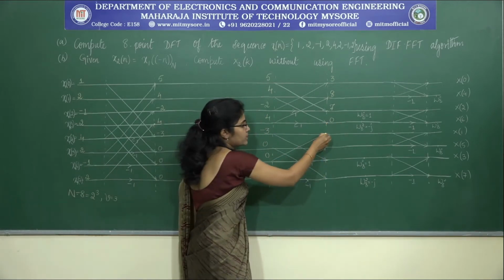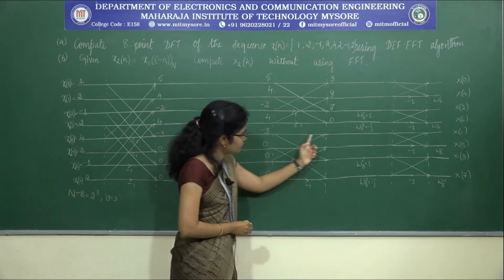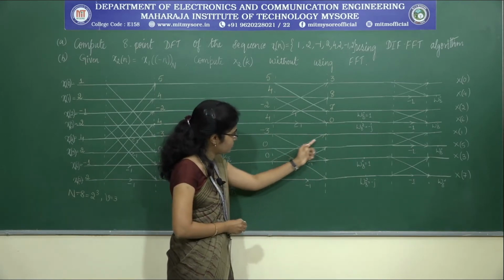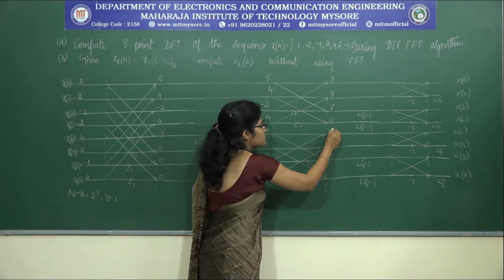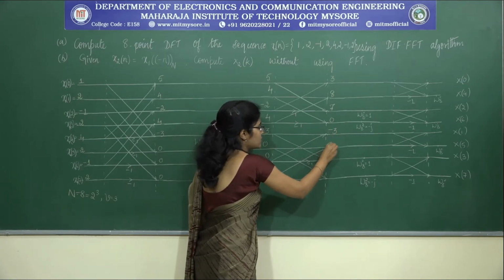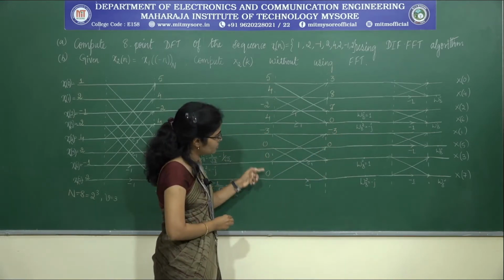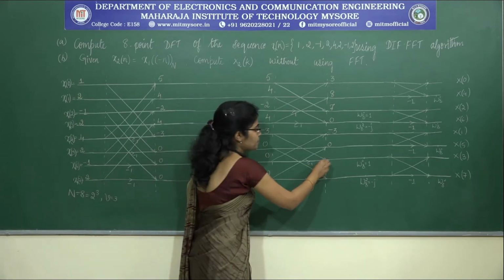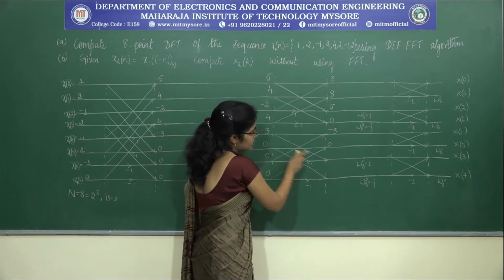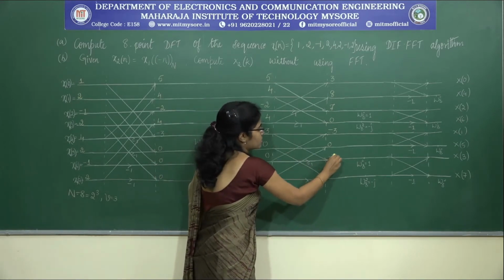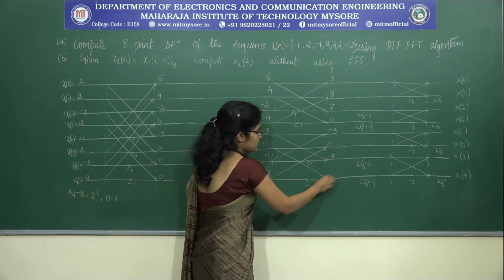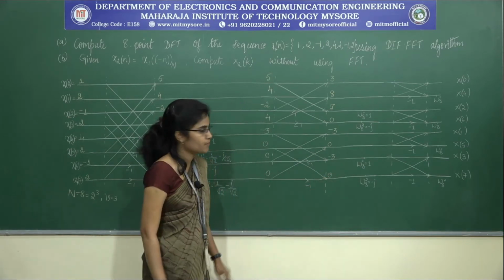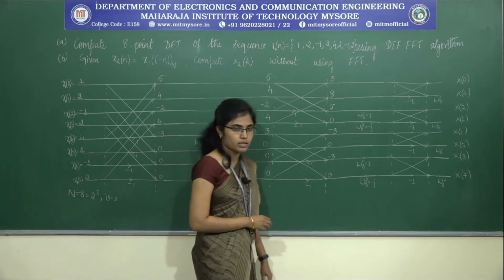So standing at this point, the data coming from this one is minus 3. From here it is 0. Minus 3 plus 0 is minus 3. Here we get 0 because the input from both the branches is 0. Again here, the data is minus 3, minus 0 gives us minus 3. Again at this point, it is 0. So we got the output of the second stage.